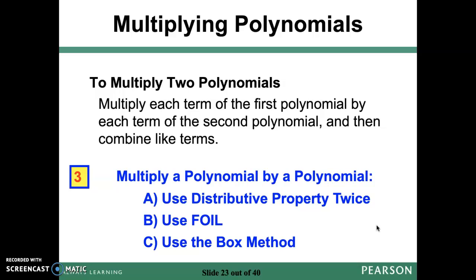Multiplication type 3. What happens if we multiply two polynomials together? We're going to multiply each term of the first polynomial by each term of the second polynomial and then combine like terms. So I'm going to show you 3 different methods. You can use any method you want to. You can use distributive property twice. You can use FOIL, which is an acronym, we'll talk about it, which essentially is using distributive property twice, or you can use the box method.